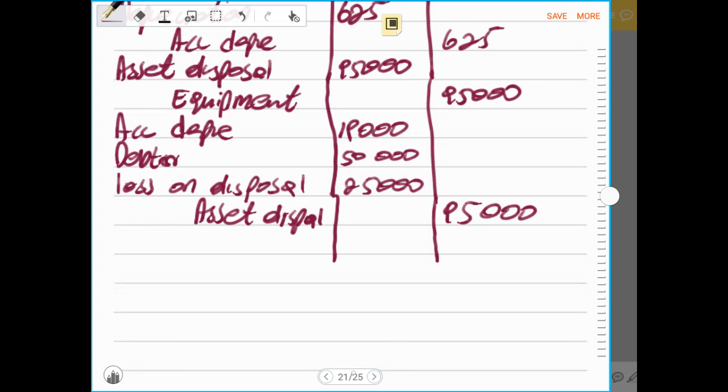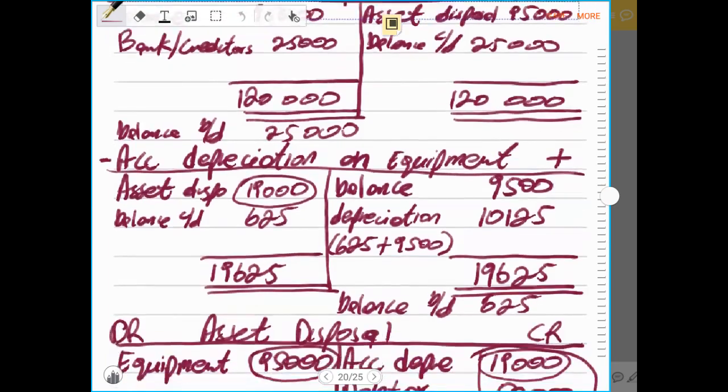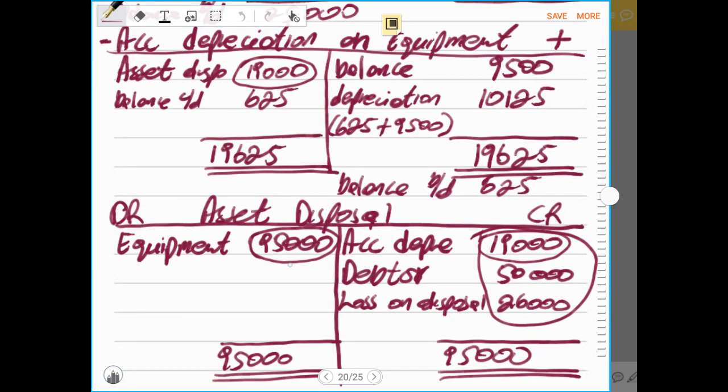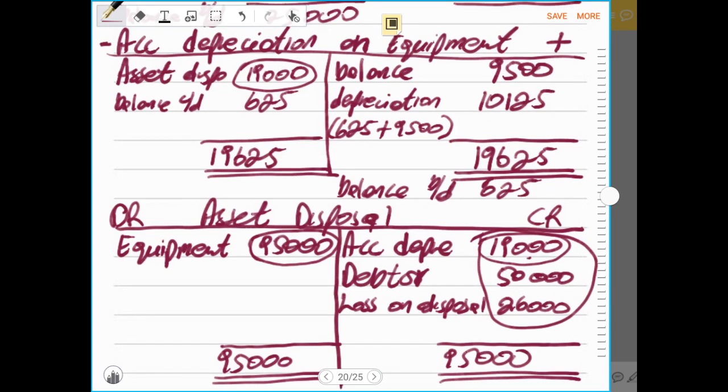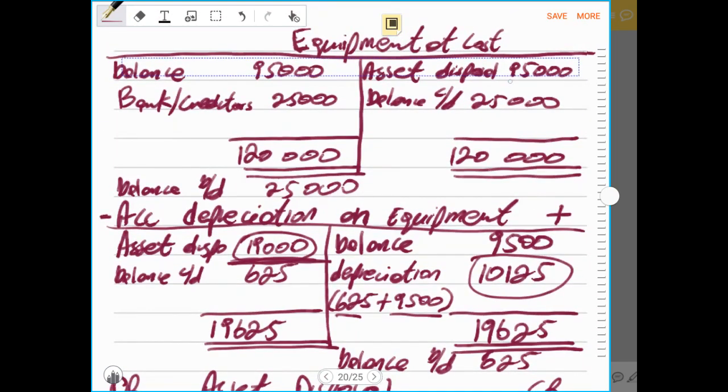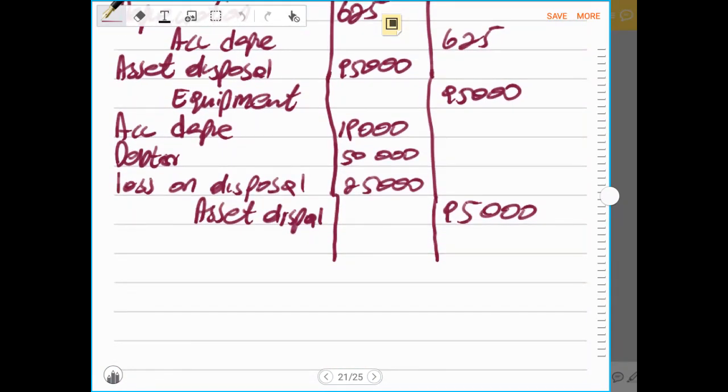Then after we come to the next journal entry and we check if there is any other journal entry that is still left. The 95,000 rands of the cost of the asset was recorded. The accumulated depreciation has been recorded. The debtor 50,000 is recorded. The loss is recorded. And if this 95,000 is recorded, it means that the 19,000 on the debit side of the accumulated depreciation is also recorded. So now we are done. 10,125 is recorded because we have separated that into 625 and 9,500, and 95,000 rands has been recorded. This was recorded. We don't have to do any journal entry with regard to that. So now that means we have recorded all the journal entries that affect only the assets in terms of vehicles and equipment.